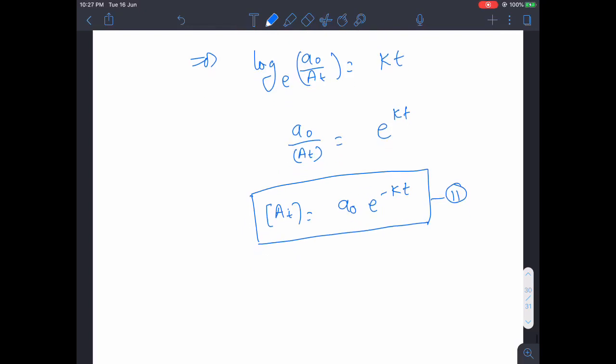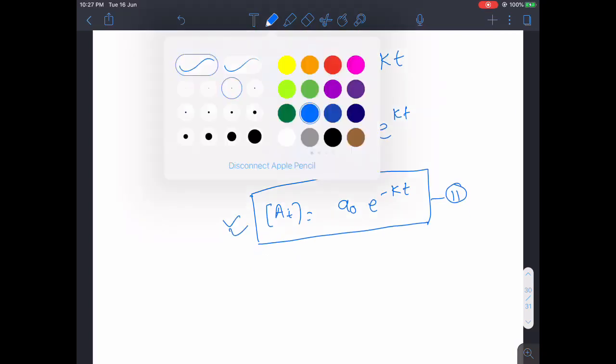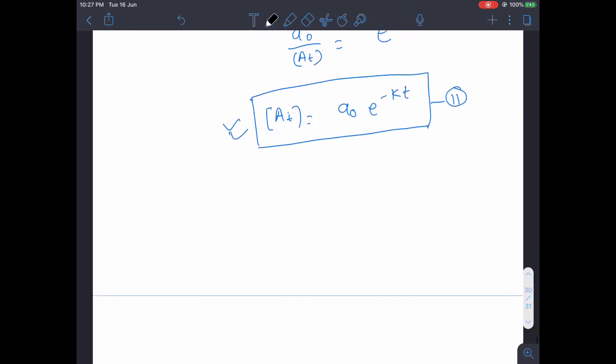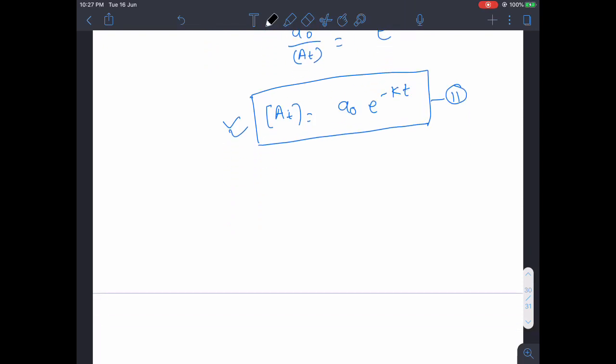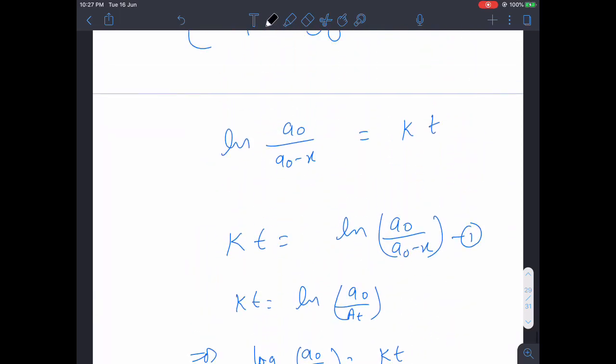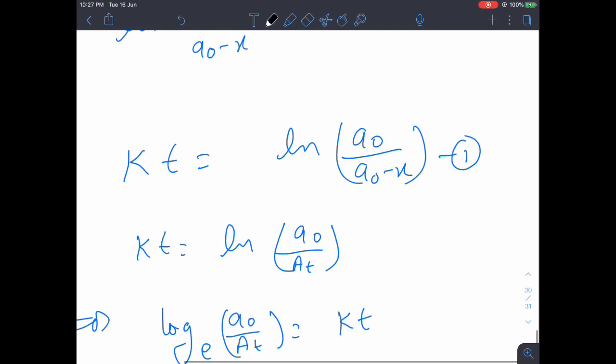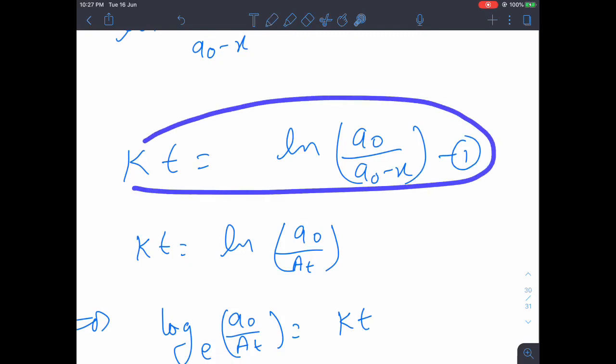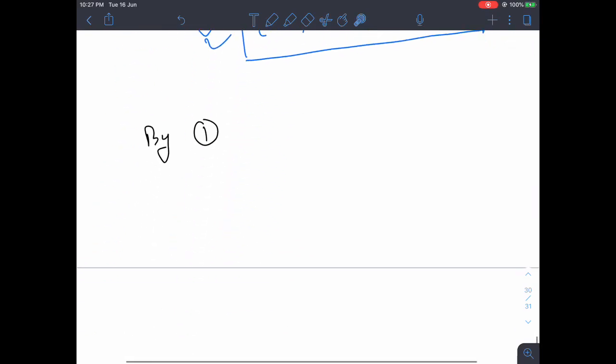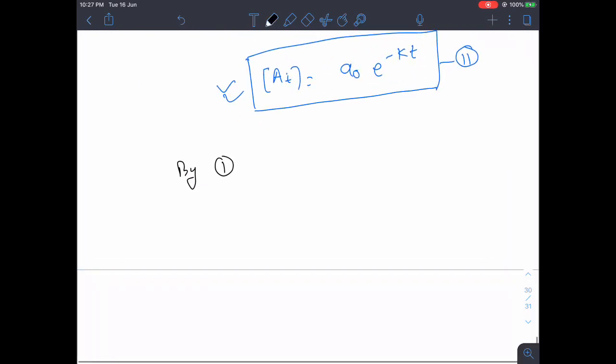Now this is known to us. Now coming to the second question, and what was that? To calculate the value of half life. Now by equation 1, I mean this equation, this one, right? Can I write K into t is equal to ln A0 upon A0 minus x?